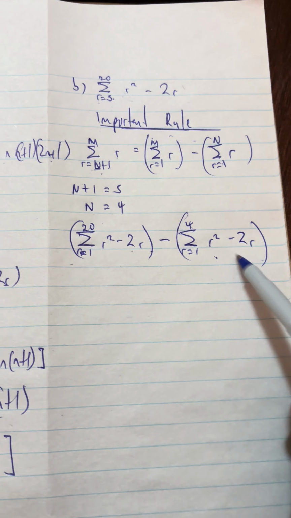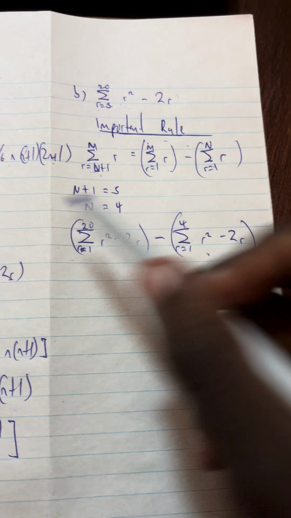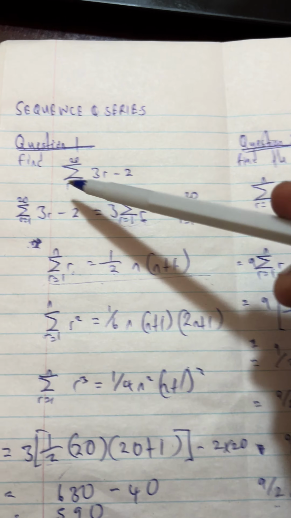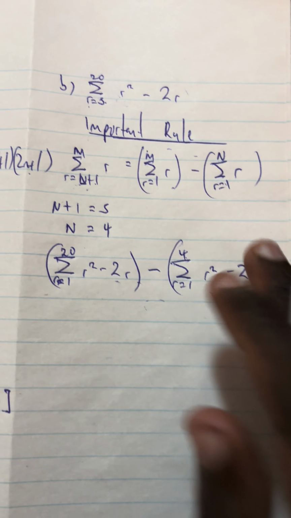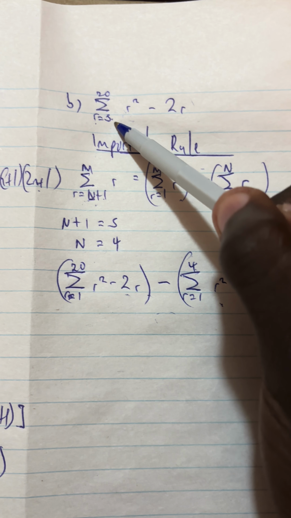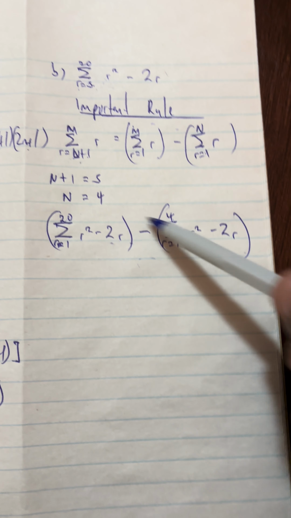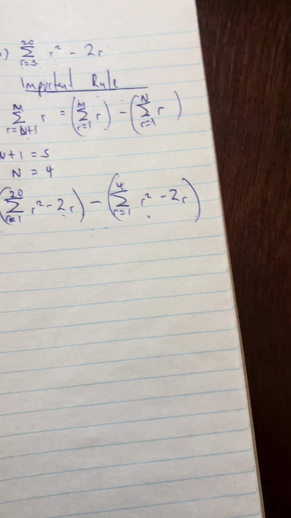you go the long way. You no longer do the short way. For example, previously we did the short way because, remember, it was R is equal to 1, but now this one is a bit different because we're saying R is equal to 5, that's the lower limit. So you need to work with that.